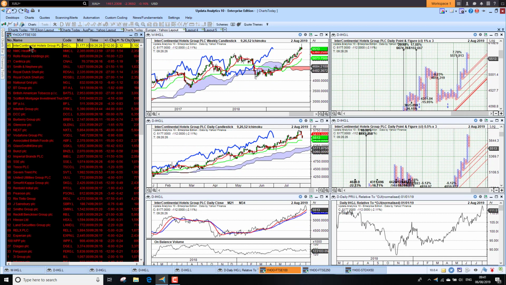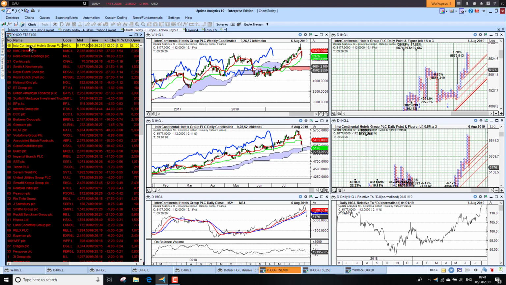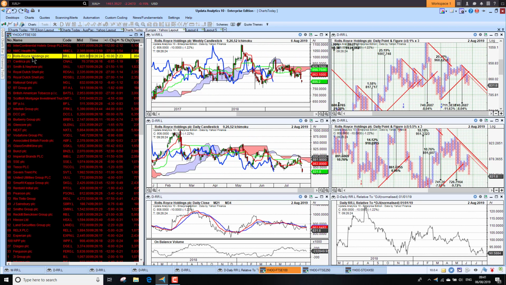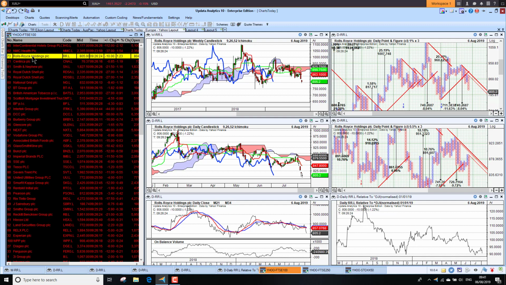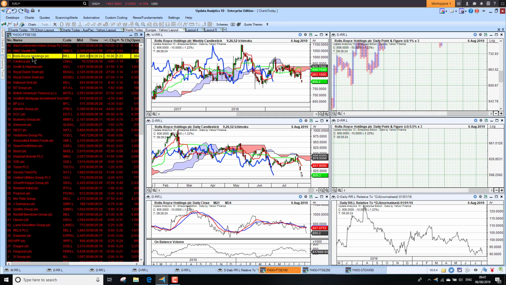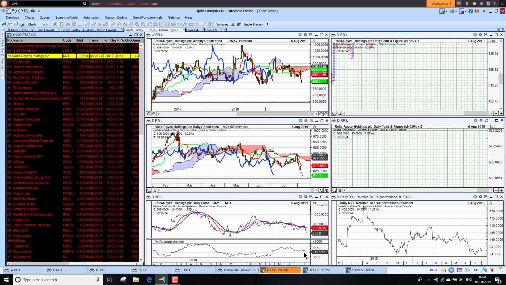Intercontinental Hotels came out with results this morning. The shares are down, but the chart still looks pretty good, and again outperforming the Dow by 12% this year so far. Rolls-Royce is out with results this morning, again making an announcement on cash generation, and that's also just looking a little bit better there too.